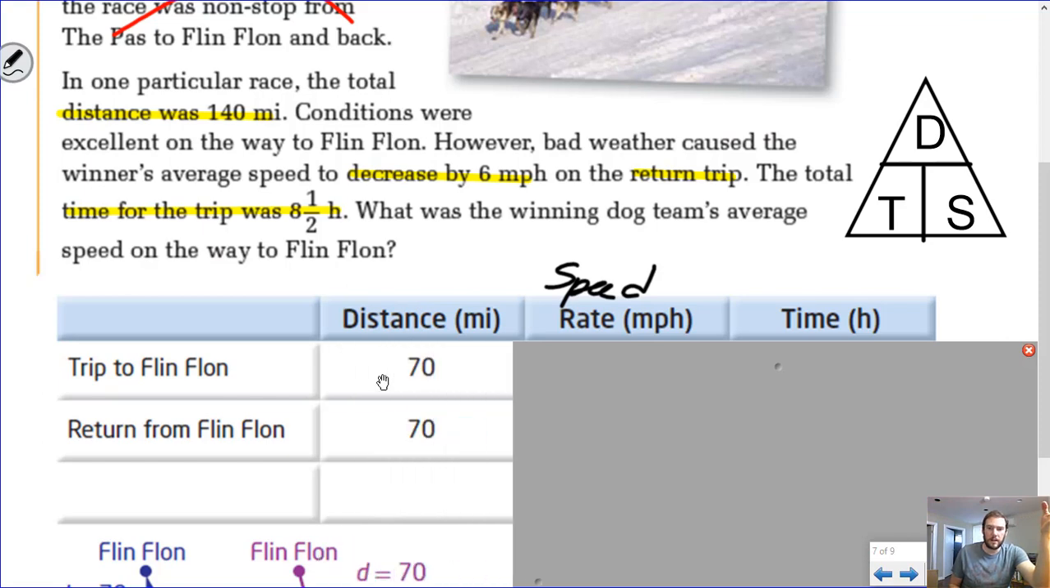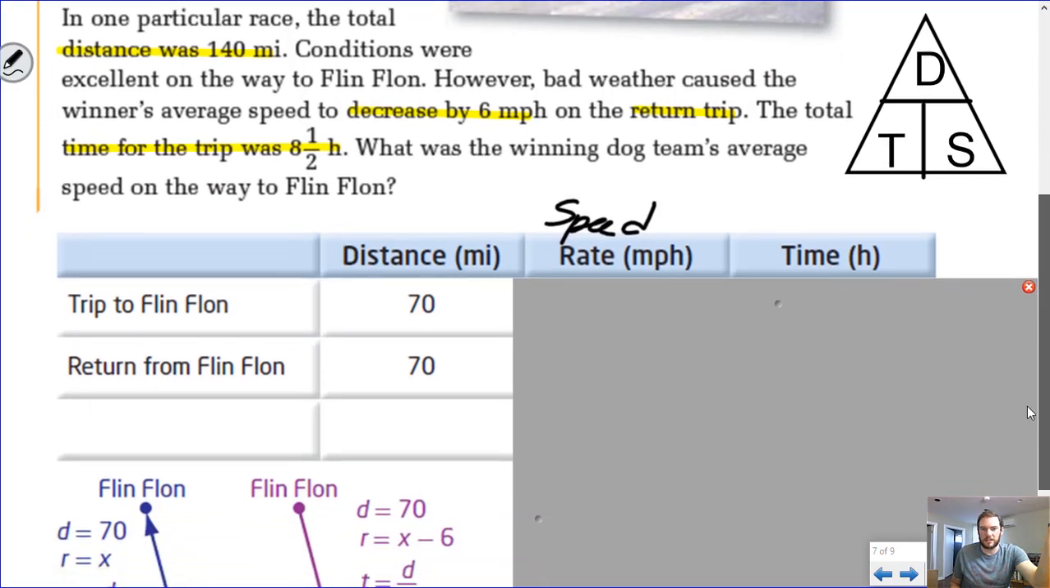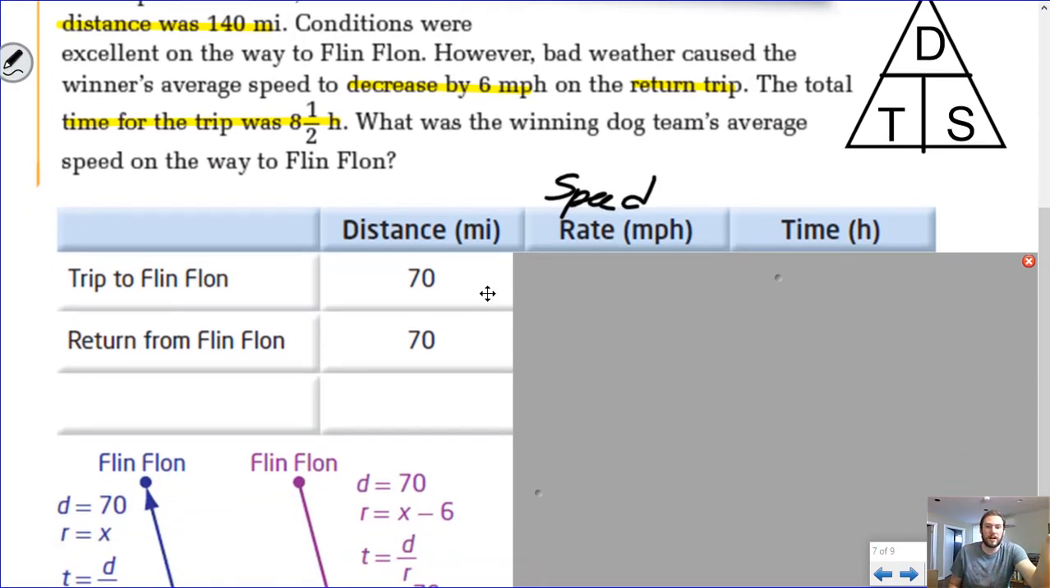So that's fine, right? 70 there, 70 back. The distance isn't going to change. The distance is not going to depend on the weather. It's not going to depend on how fast we are going. It's always going to be 70 miles.